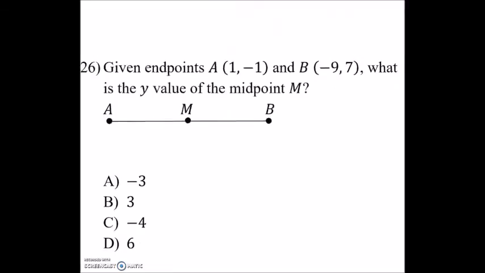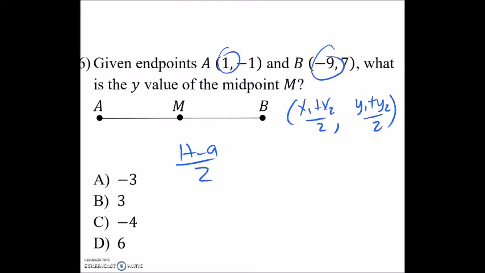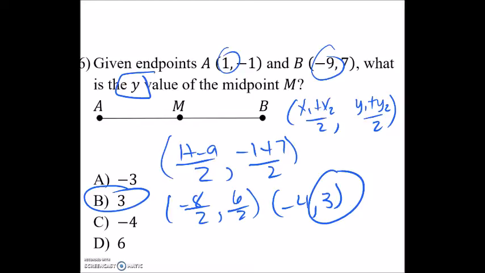Now the midpoint formula, we covered it before. It's when you add your x's and then divide by 2, and then you add your y's and you divide by 2. So we look at this: 1 plus -9 divided by 2 and negative 1 plus 7 divided by 2. So this here is a negative 8 divided by 2 and a 6 divided by 2: negative 4 and a positive 3. The question is just asking for the y value, which in this case would be the plus 3.